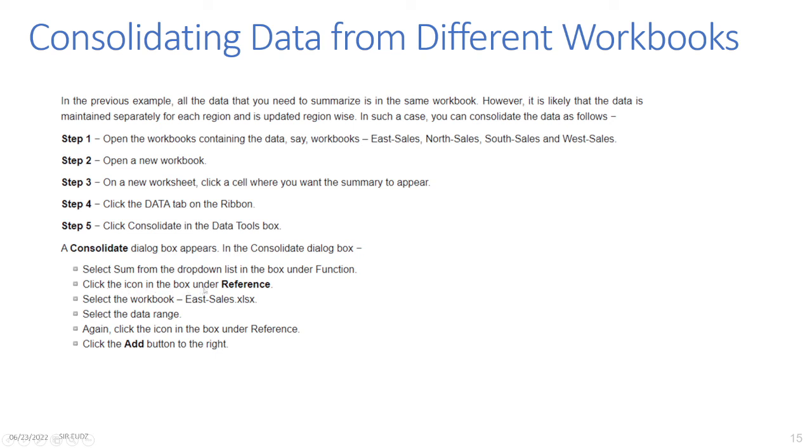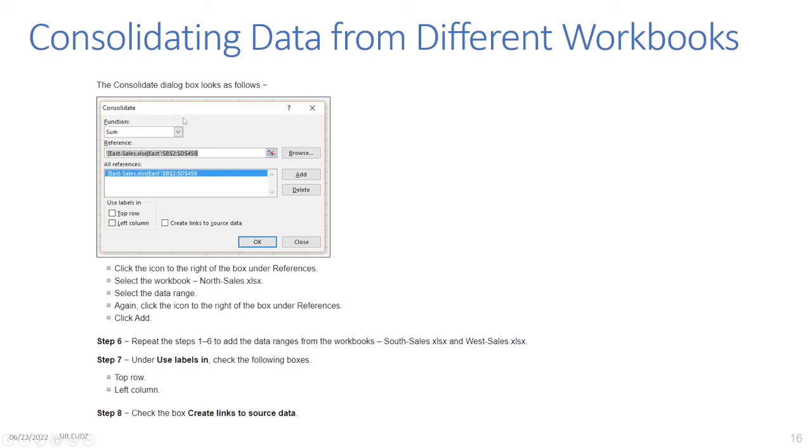Click the icon in the box Reference. Then select Workbook East Sales.xl worksheet. And then select the data range. Again, click the icon in the box under Reference. Click the Add button to the right. So the Consolidate dialog box looks as follows. Click the icon to the right box under References. Select the Workbook North Sales. Select the data range. Again, click the icon on the right box under References. Click Add.